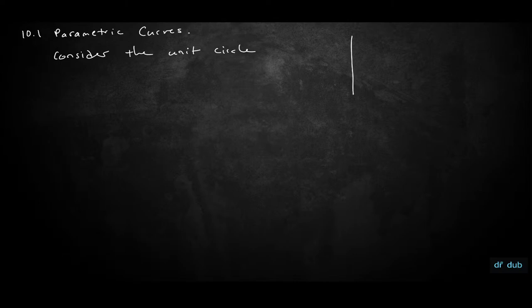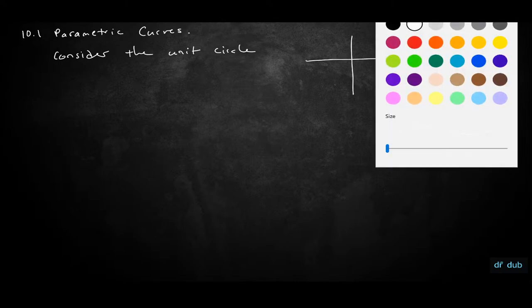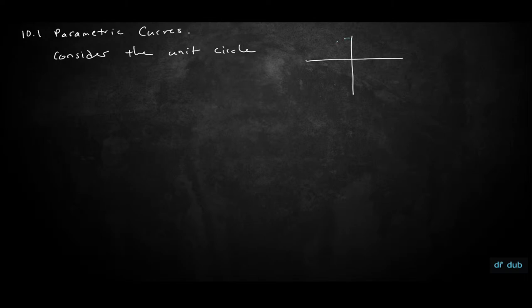So 10.1 is called parametric curves. Consider the unit circle. The unit circle is a circle of radius 1 around the origin.